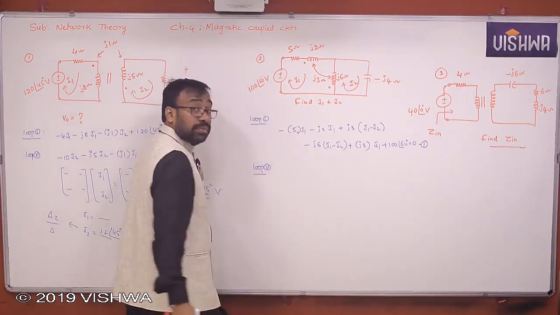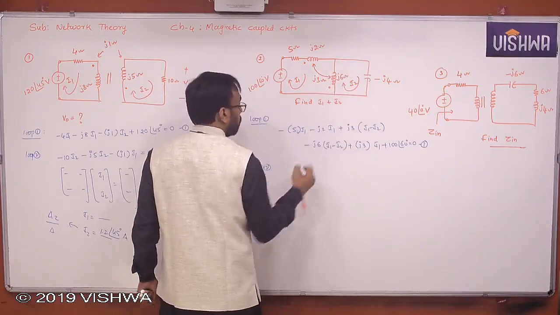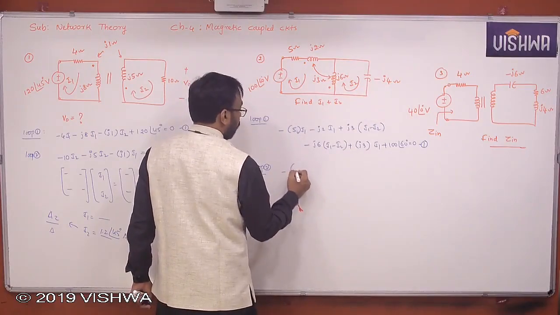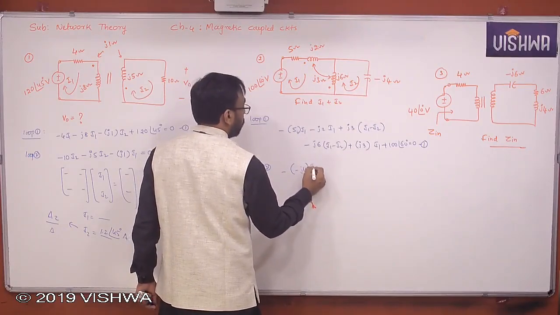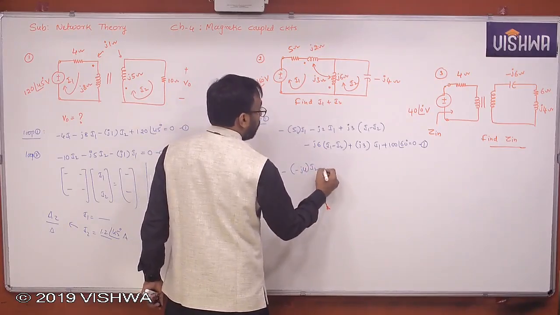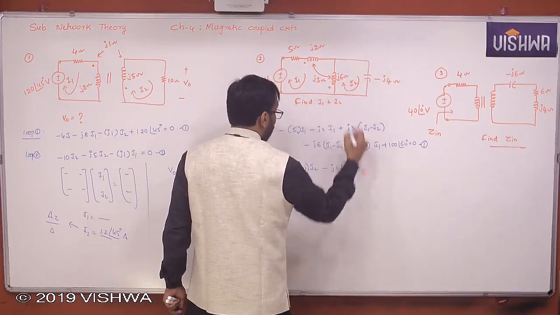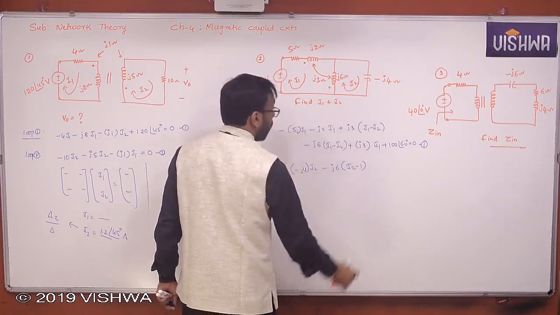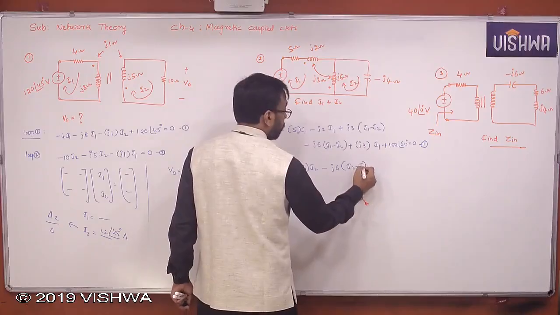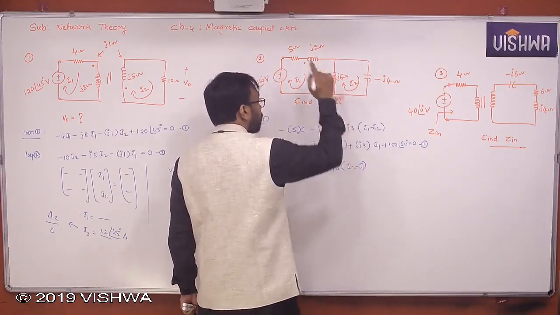Loop 2. What is loop 2? Minus of minus J4 into I2, minus J6 into, let me assume I2 greater than I1, I2 minus I1. This is self. This is self. But what is mutual?